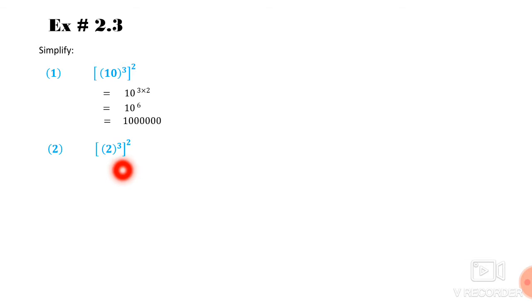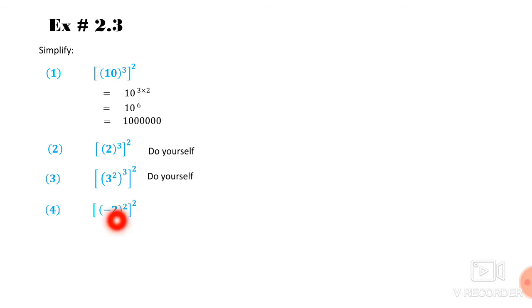Second part, 2 exponent 3 exponent 2. Again we can see that we have exponent over exponent. Again applying the same rule and solve it yourself. Part 3, same rule will be applied here. Exponent over exponent over exponent. So all these exponents will be multiplied. So base 3 with exponent 2 multiply 3 multiply 2, that will be the answer.